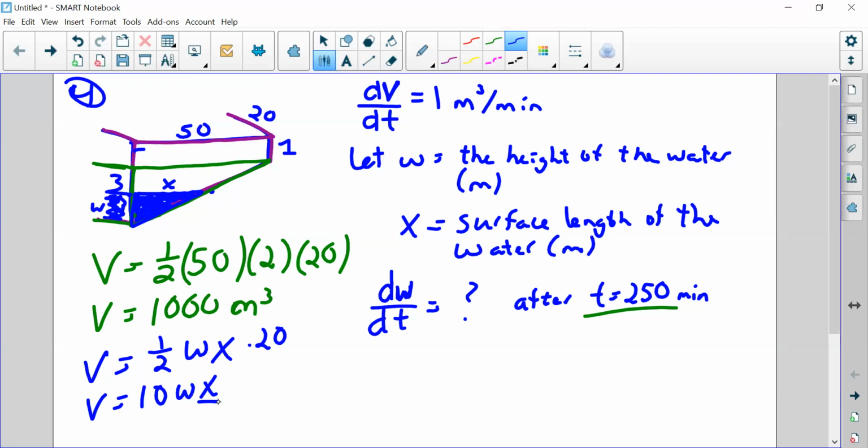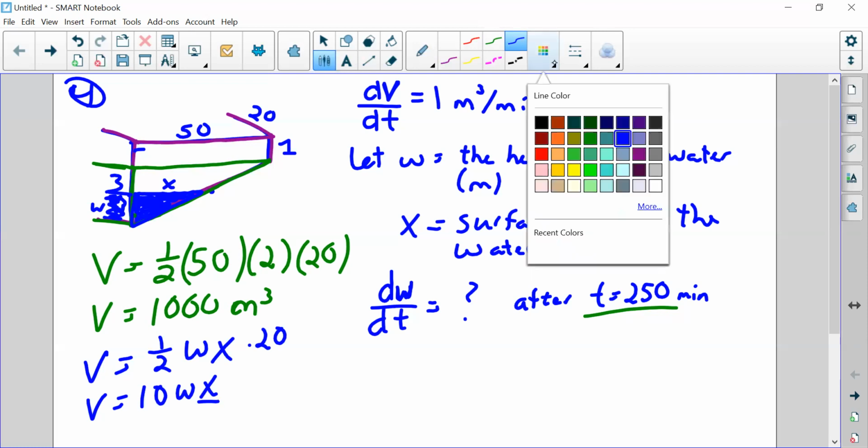I think I didn't quite hear that. What's the surface length of the water? X, yeah, surface X is the surface length of the water. How did you get that? Well, it's 50 divided by 2. Why is it 50 divided by 2? How do you know it's halfway? We don't know it's halfway. Yeah, they change, but we don't know the rate in which it changes.